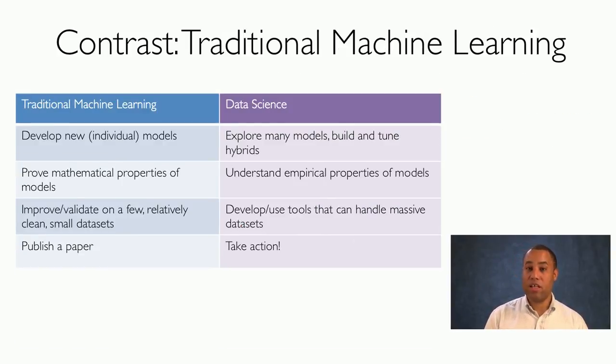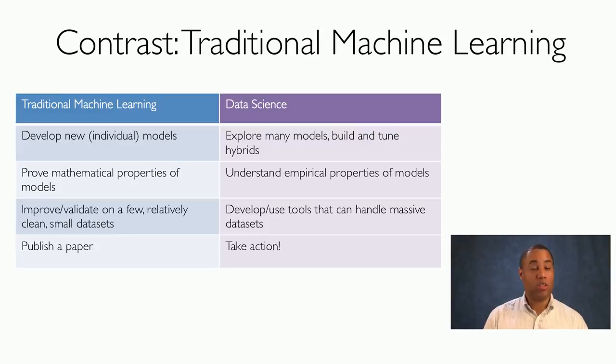We can contrast data science with traditional machine learning. In traditional machine learning, it's all about developing novel individual models. Whereas in data science, we'll explore many models, we'll build them, we'll tune them, we'll build hybrids of models. Models are considered very inexpensive.